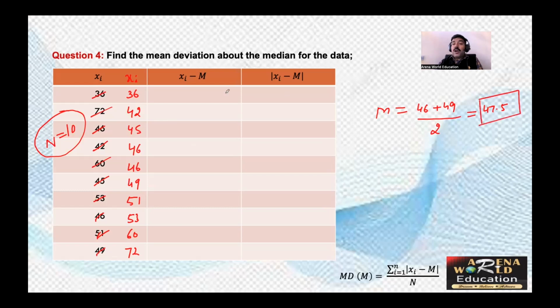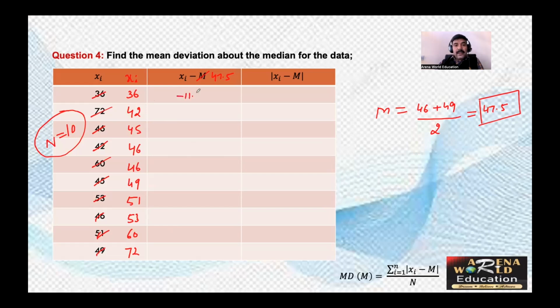47.5. So now what we will do, we will find the difference of each xi with the median 47.5, right? So 36 minus 47.5. Yes, so this will be what?